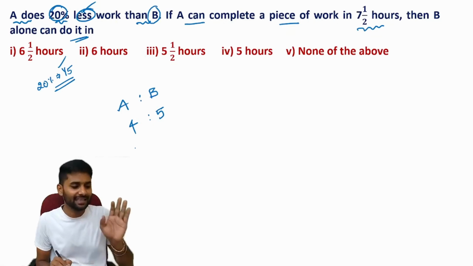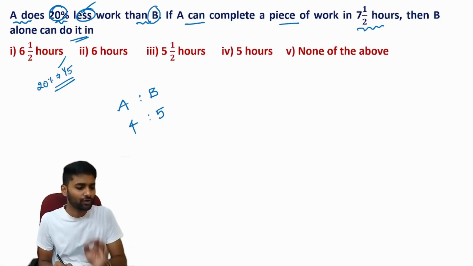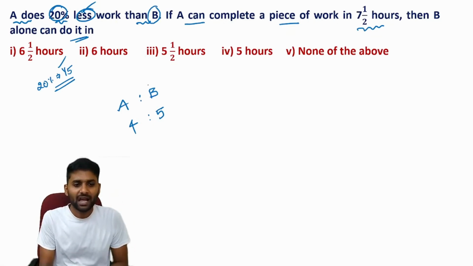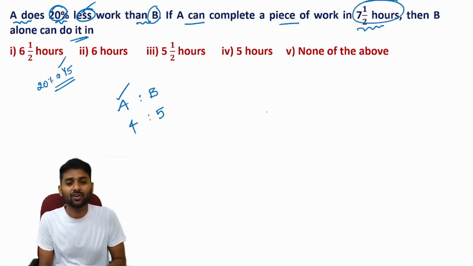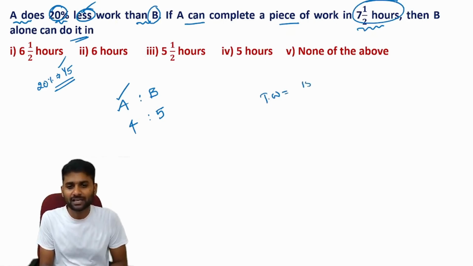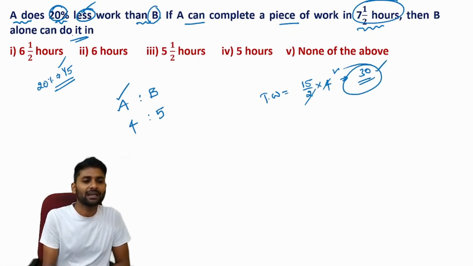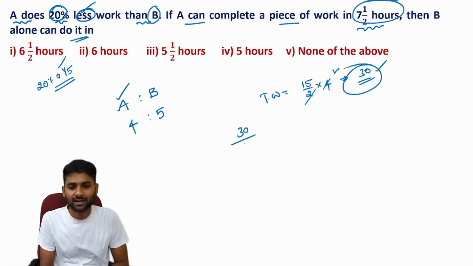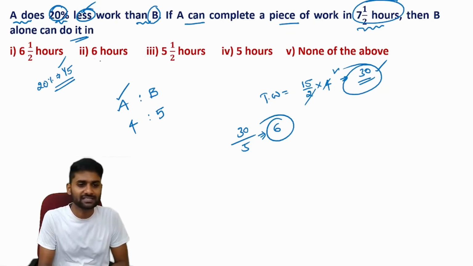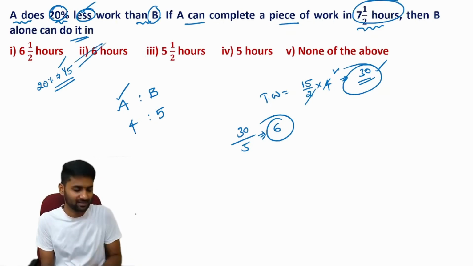So we can say that A's efficiency is 4 units, B's efficiency is 3 units. With the help of A's efficiency, he completes the work in 7.5 hours. What is the total work? The number of hours he works is exactly 15 by 2, and every hour efficiency is 4 units. It means total work is exactly 30 units. Another question: in how many days can we complete these 30 units of work? 30 divided by 5 is exactly 6 days. So this is all about 6 hours.